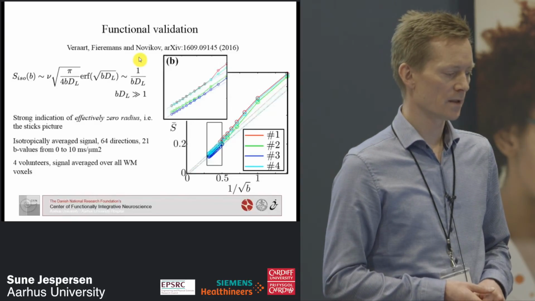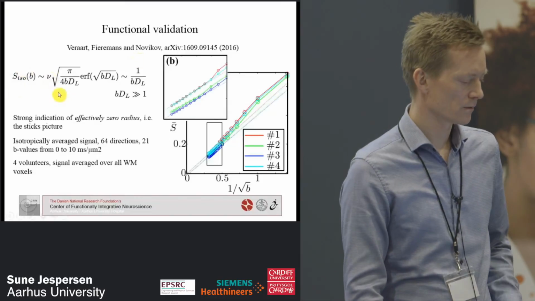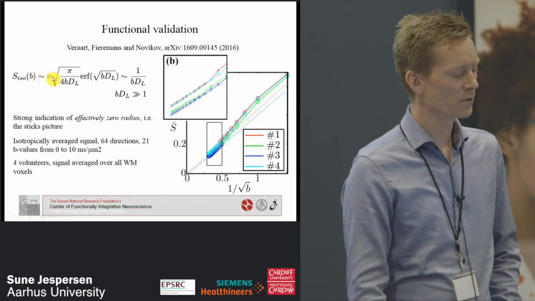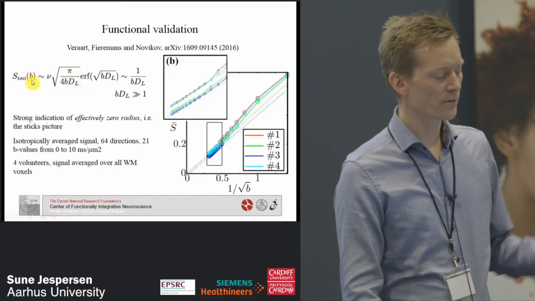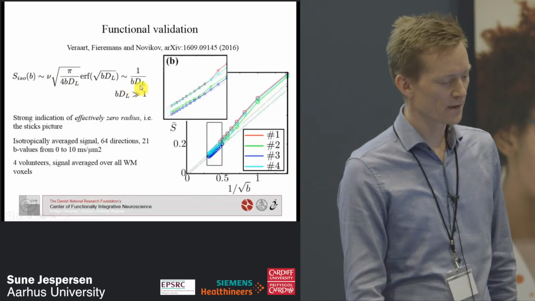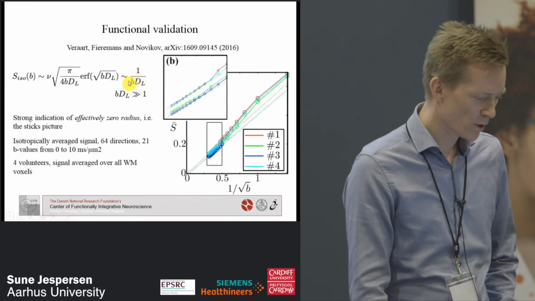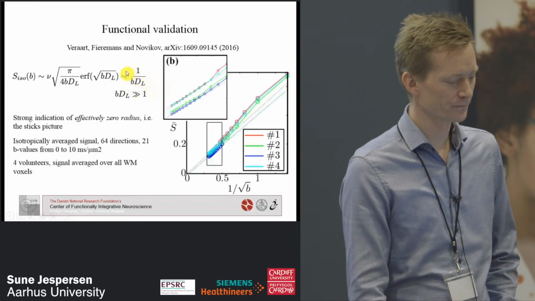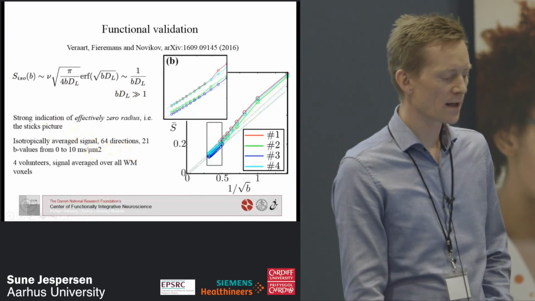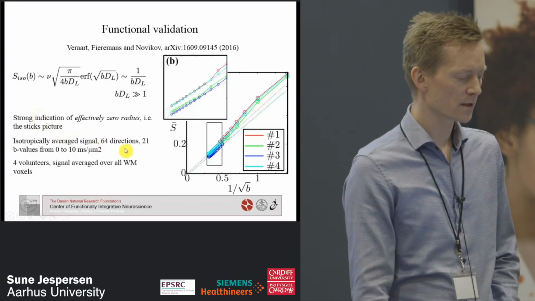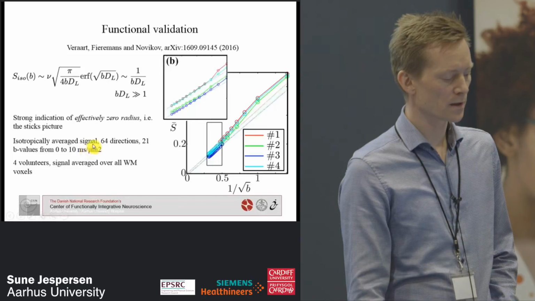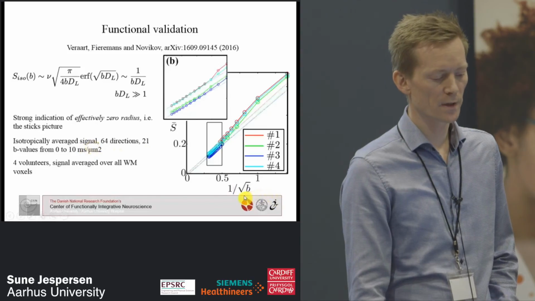For example, for this neurite model and similar models, you can show that for very, very large b-values, only the error function term of the powder average signal survives, which in turn, and there's an error here, I should point out, I was very disappointed when I just discovered that, this should be 1 over the square root of bD_L here, for very large values of bD_L. And what they did was they isotropically averaged the signal over 64 directions, from 0 to 10 milliseconds per square micrometers. And then they replotted this signal as a function of 1 over the square root of b.